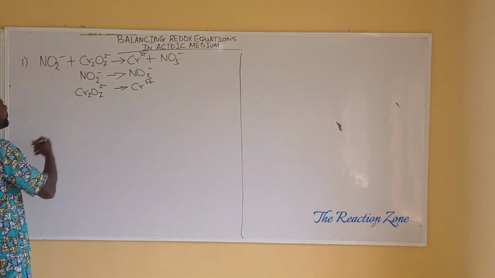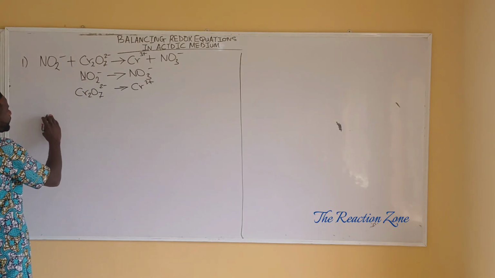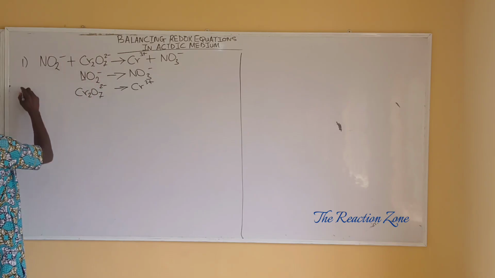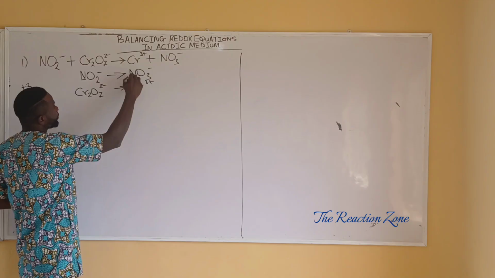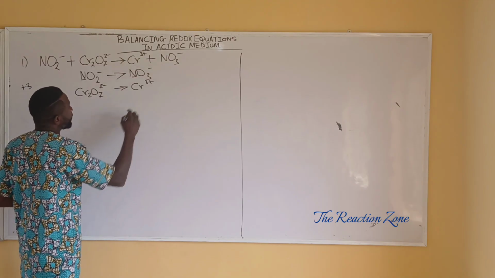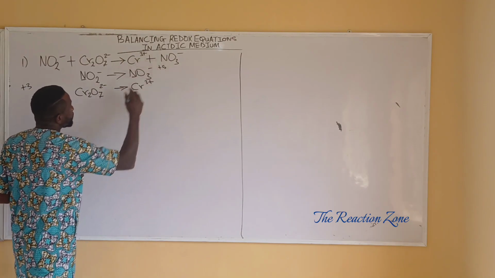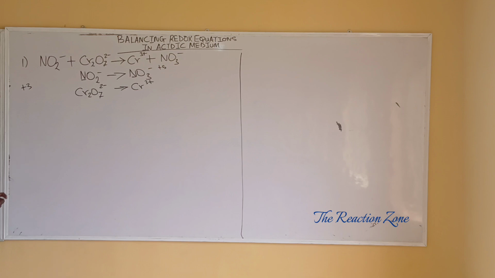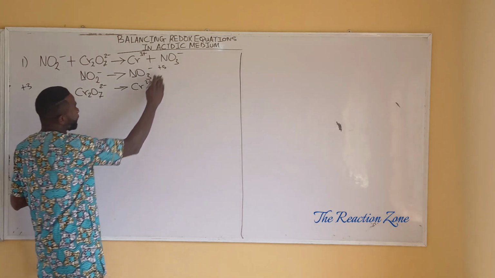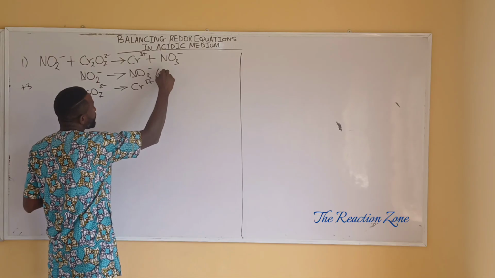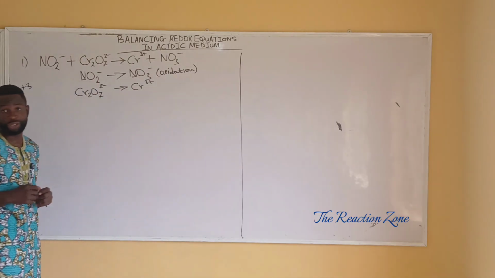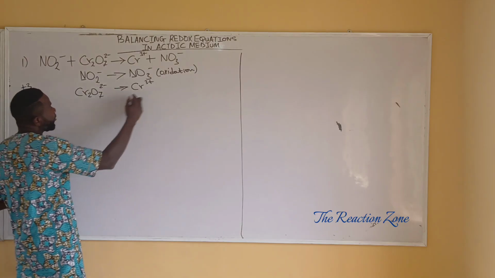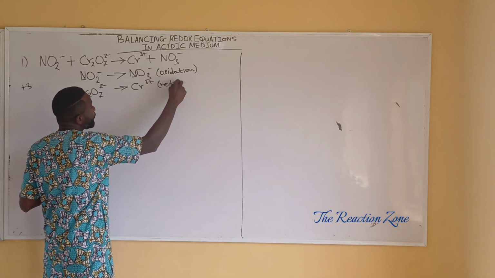Now the oxidation number of nitrogen in NO2 minus is going to be plus 3. The oxidation number of nitrogen in NO3 minus is going to be plus 5. So what that means is that the oxidation number of nitrogen increases from plus 3 to plus 5. Then what that means is that this half equation is oxidation because it involves an increase in oxidation number, and this half equation automatically becomes reduction.